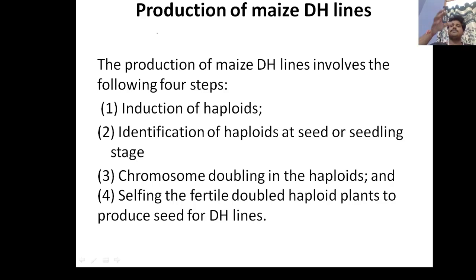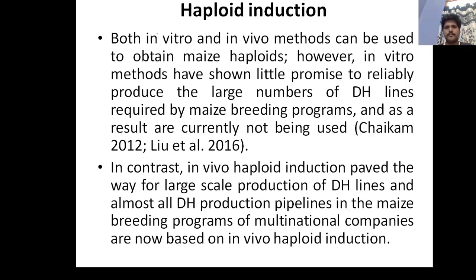Then the production of maize lines. What are the different steps involved? There are 4 steps. The first one is induction of haploids. Second, identification of haploids at the seed or seedling stage. Then chromosomal doubling in the haploids, and finally selfing the fertile double haploid plants to produce the seed for DH lines.